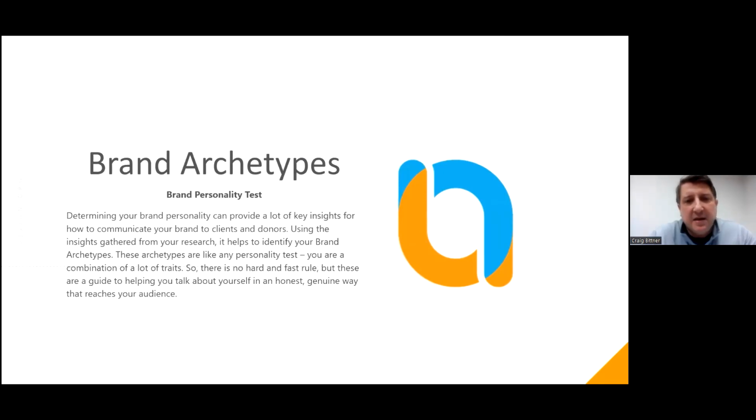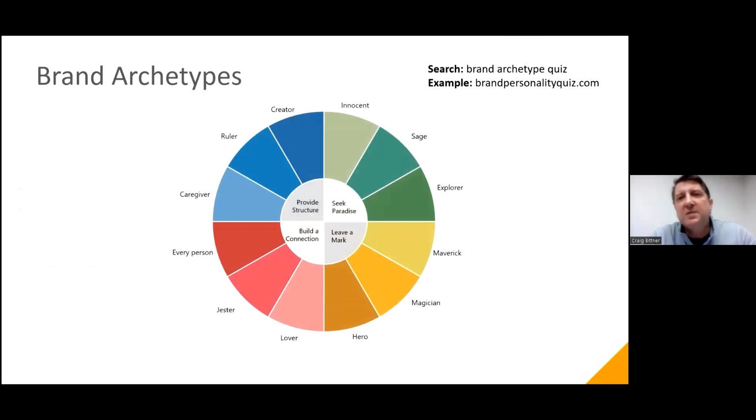But these archetypes, like I said, are like a personality test, and you're a combination of a lot of different traits. So you're not going to necessarily fall under one of these brand archetypes. But in the top right corner here, it says search brand archetype quiz. If you do a search for that, this is one that I've used quite a bit before, a brand personality quiz, but there are quite a few of these resources out there. Now if you do that search, you'll find a lot of brand organizations that basically just use tools that are out there, and they make it part of their own tool as a new business opportunity to try to get your business.